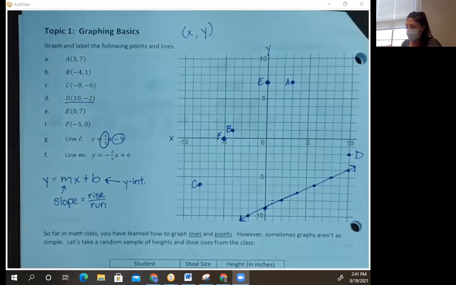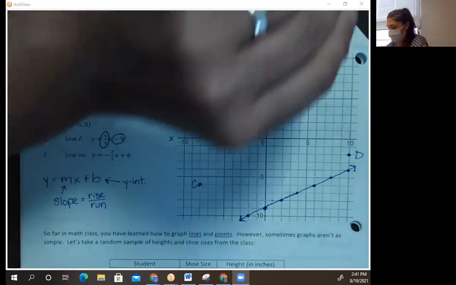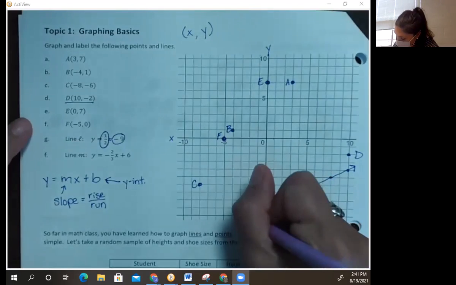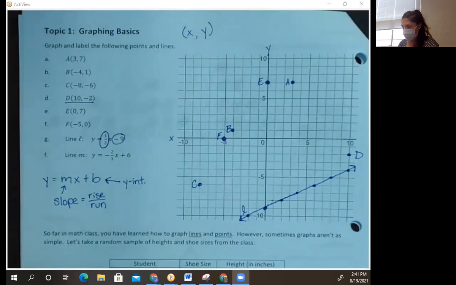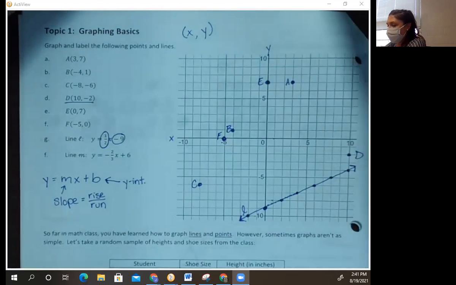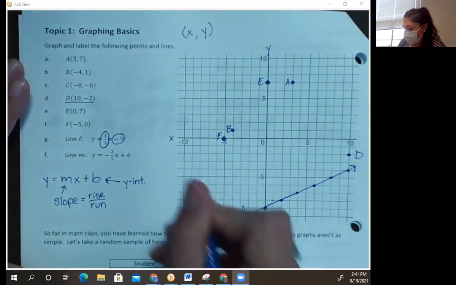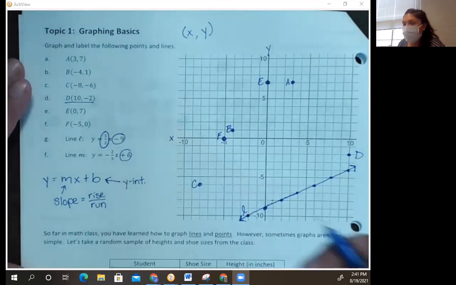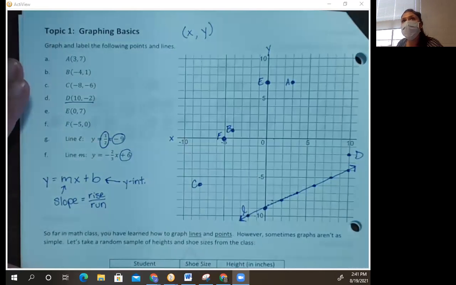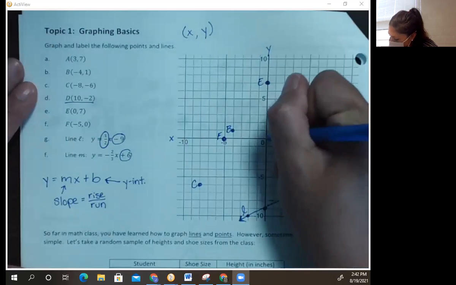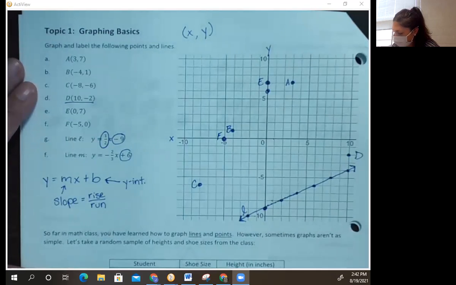We'll look at one more example here. So this was line L. So now let's look at line M. Again, we'll start by plotting that y-intercept. This time it's at 6. So positive 6 on the y-axis.